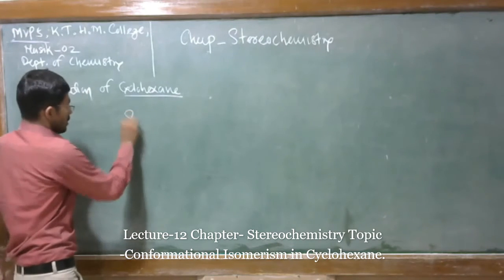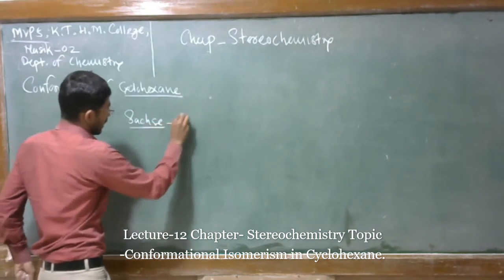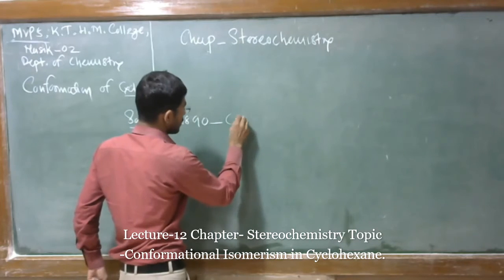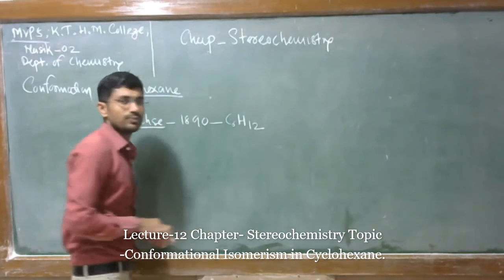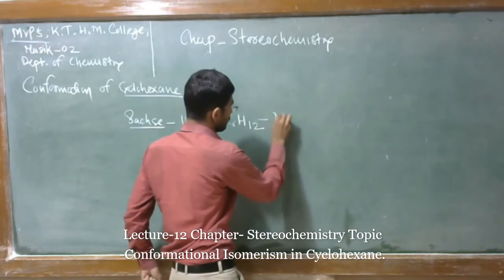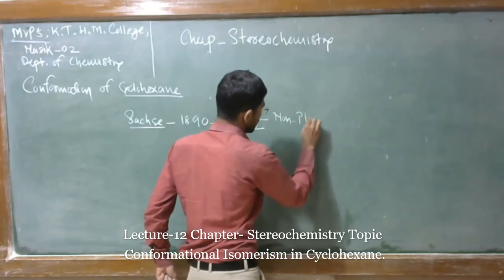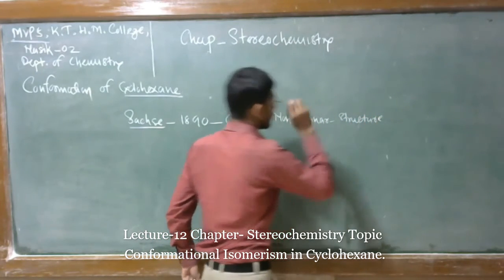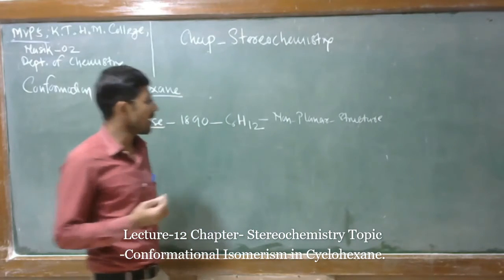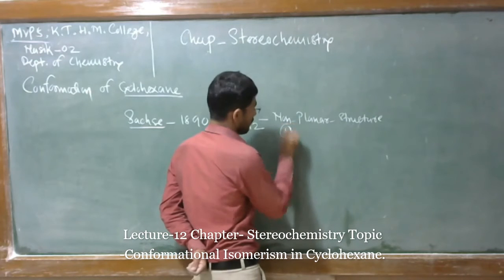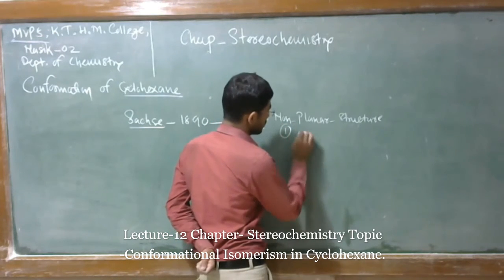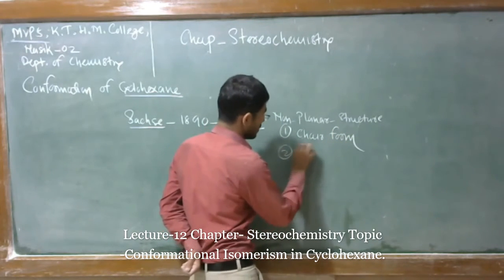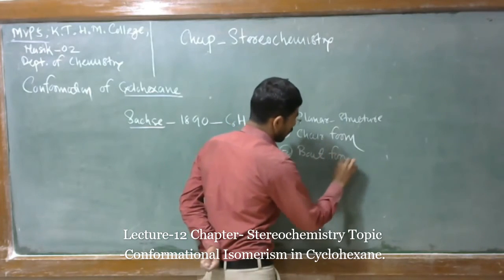So, a scientist in 1890 suggested that the cyclohexane molecule, that is the C6H12 molecule, exists in two non-planar structures which will be free from angle strain. That is, first the chair form, and second the boat form.